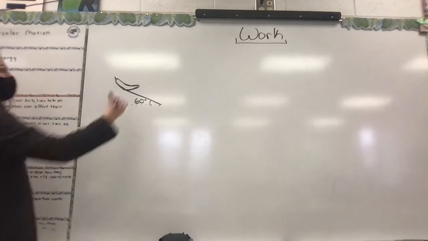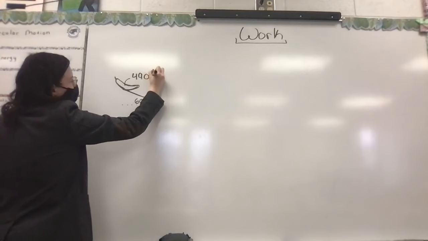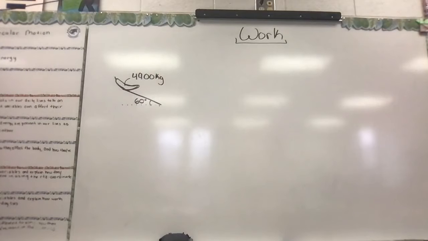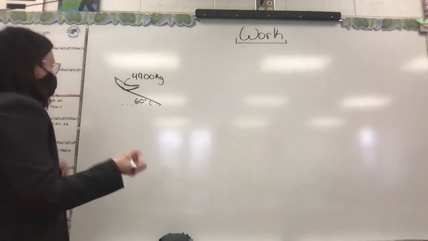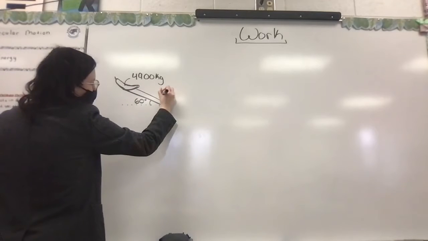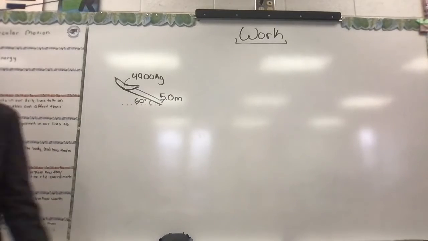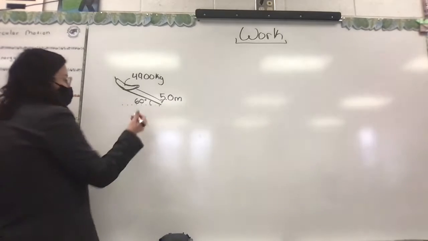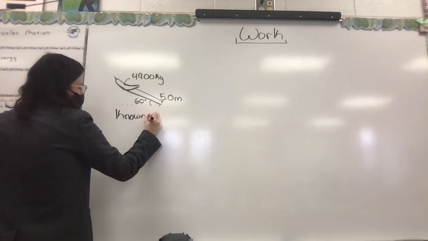Now, this lifeboat has a mass of 4,900 kilograms, okay? It's a very heavy lifeboat. And it's going to end up overall traveling a distance of 5 meters. Okay, so this is all we have, and what we're asked to find is the work. So let's list out our known values.